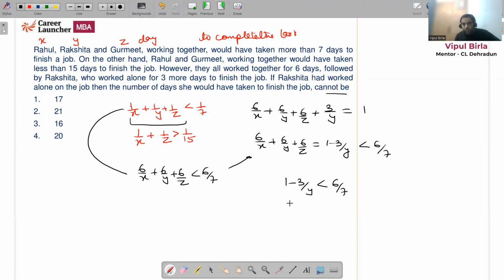From this, 1 minus 6 by 7 is less than 3 by Y. So 3 by Y is greater than 1 by 7, which implies Y is less than 21. Now, Y means Rakshita cannot complete in a time which is 21 or more. It has to be less than 21. So 21 cannot be the answer. Hence, this is the answer.